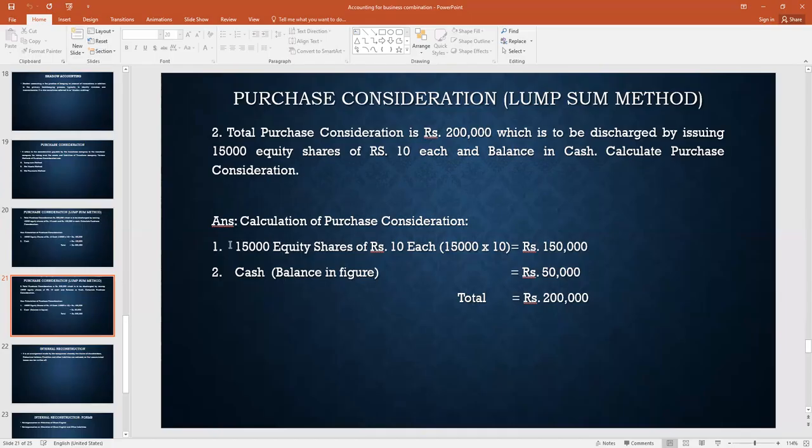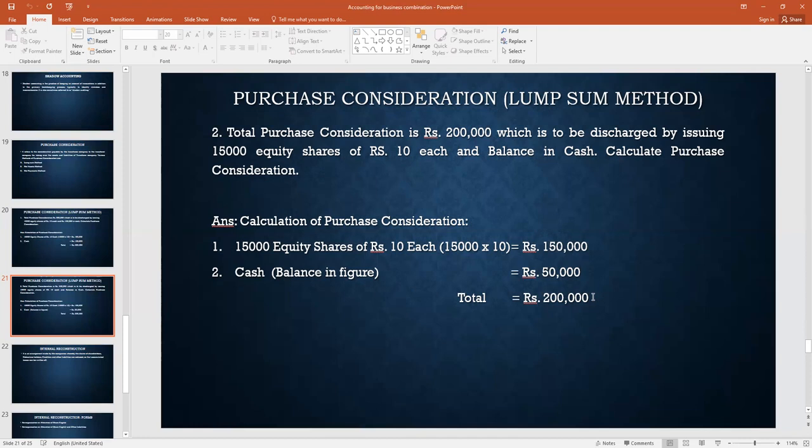So the breakdown will be in such a way that first we have issued 15,000 equity shares. The per share value is 10 rupees. So 15,000 into 10, total 1,50,000 we have issued in equity share capital. So out of 2 lakh rupees, we have paid 1,50,000 rupees in equity share capital, and then the balance 50,000 we need to pay in cash. So that is all our 2 lakh rupees of total purchase consideration.